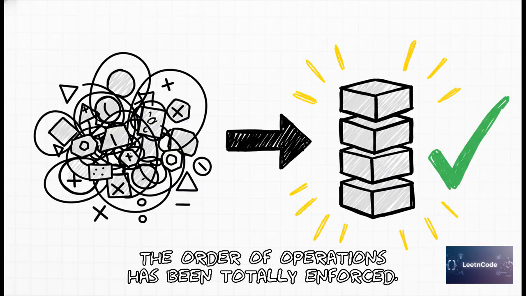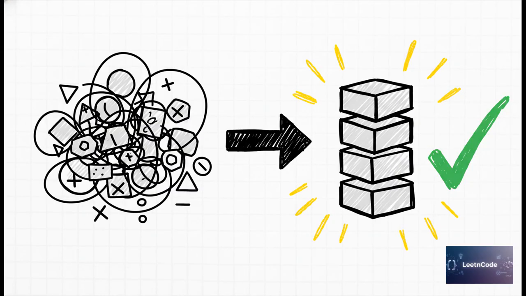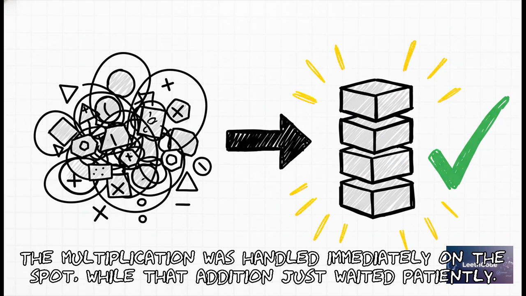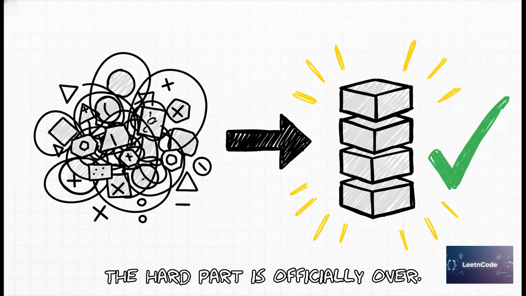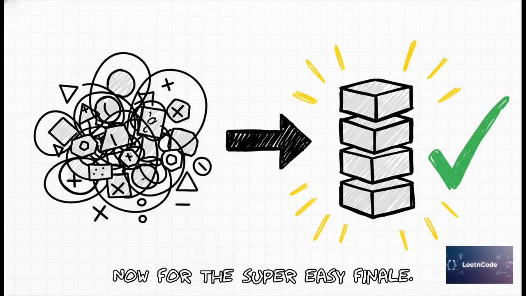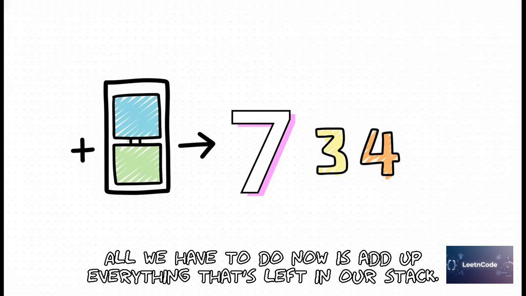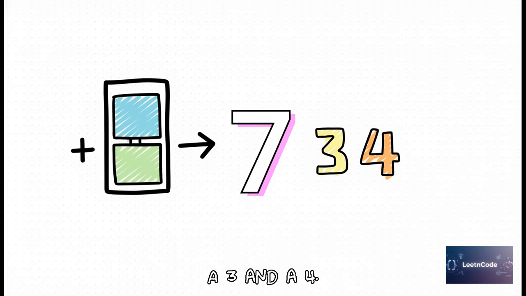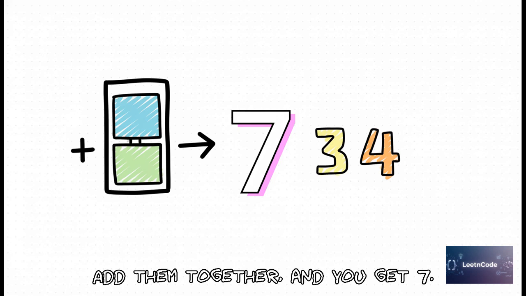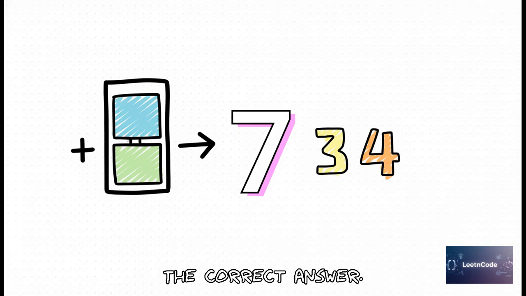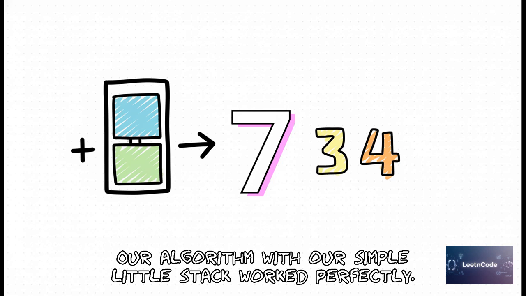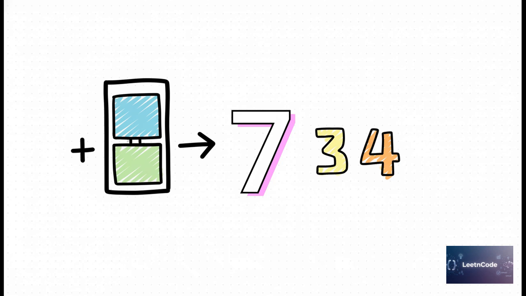And there you have it. The order of operations has been totally enforced. The multiplication was handled immediately on the spot, while that addition just waited patiently. The hard part is officially over. Now for the super easy finale. All we have to do now is add up everything that's left in our stack. What do we have? A 3 and a 4. Add them together, and you get 7. The correct answer. Our algorithm with our simple little stack worked perfectly.